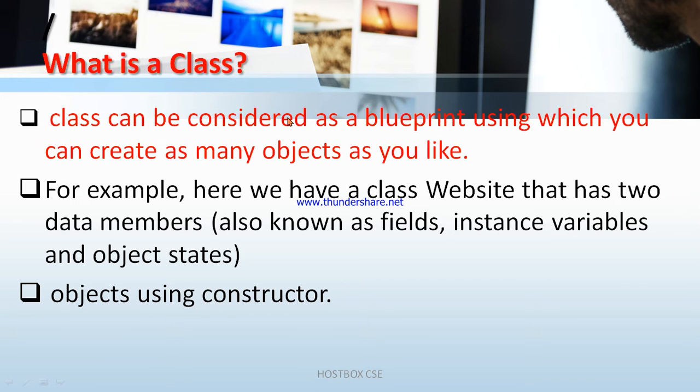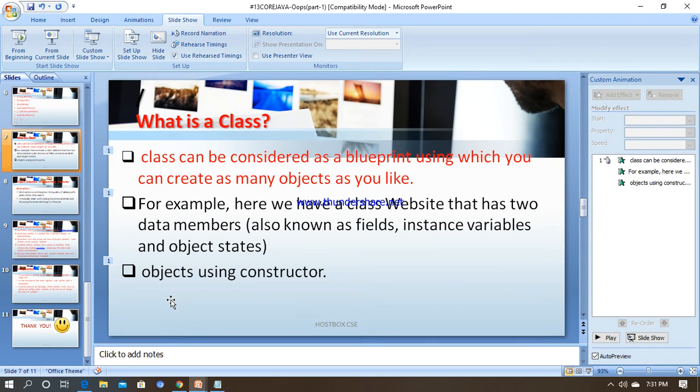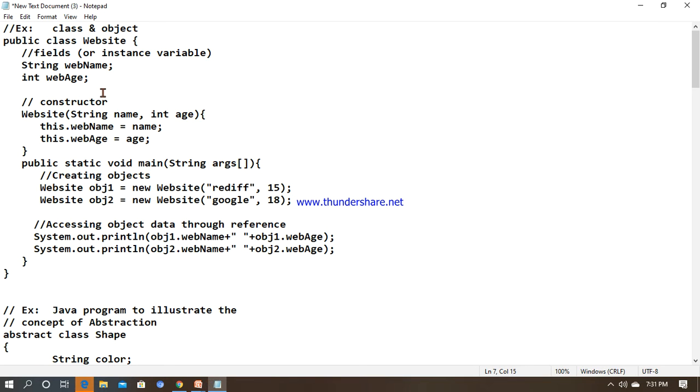For example, if you construct a house, you need a blueprint first. Based on the blueprint, the house will be constructed. Same thing. So let's go for an example here and execute it. We are going to see a simple program using class and object.